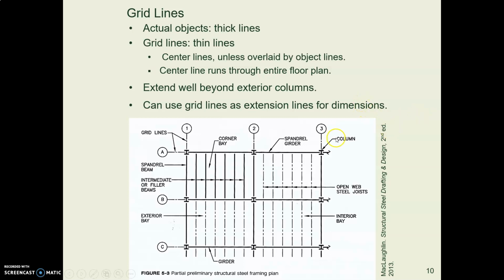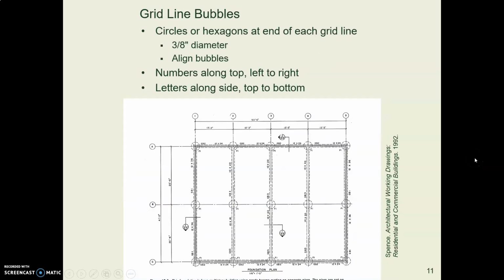And you want to extend your grid line bubbles way out beyond the building so that they can't possibly get mixed up with the building. And as this last bullet point says, it's okay to use those grid lines to run dimensions off of. So you could dimension from one column center line to the next one, for example. Here's an example. Those bubbles that are the grid line markers are 3/8 of an inch in diameter when the drawing is printed.